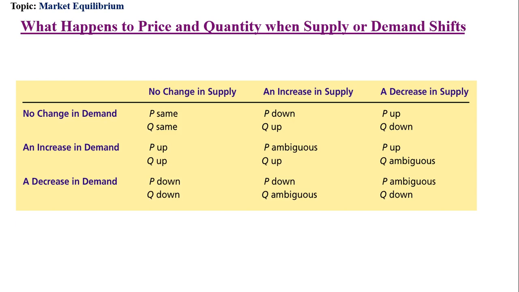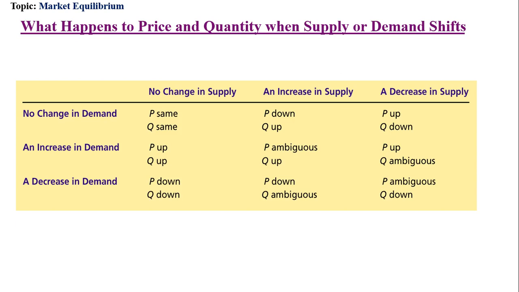If an increase in the demand occurs and no change in supply occurs, what will happen? The price moves up and the quantity moves up. But if an increase in demand occurs and an increase in the supply also occurs, the change in the price is ambiguous and the quantity moves up. If an increase in demand occurs and a decrease in supply occurs, what will happen? The price increases while the change in the quantity is ambiguous.